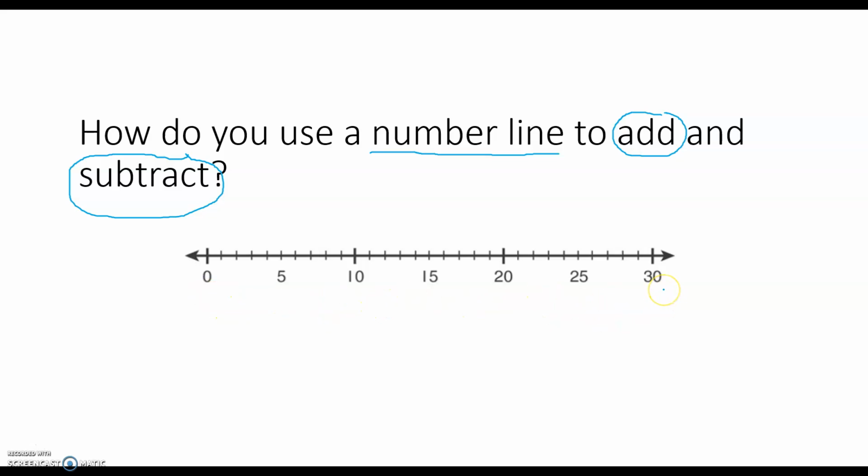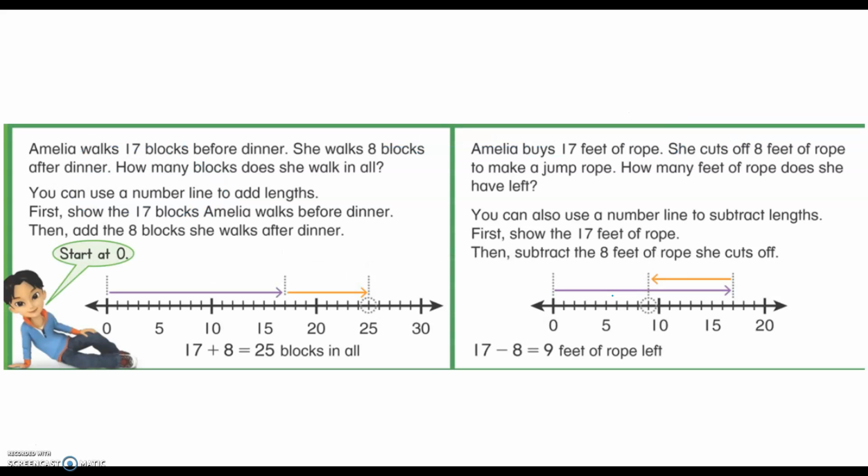Number lines start with the smallest number and they go up to the greatest number. Some number lines start with 0. They can start with any number. And they don't always have to show every number in between. As you can see, this one counts up by 5s. Let's talk about adding and subtracting using one of these number lines.